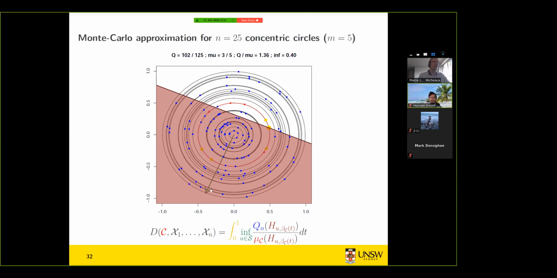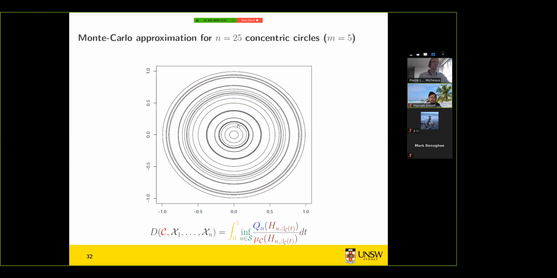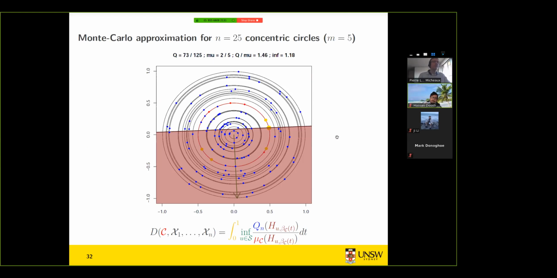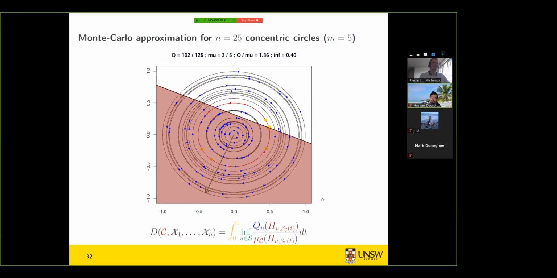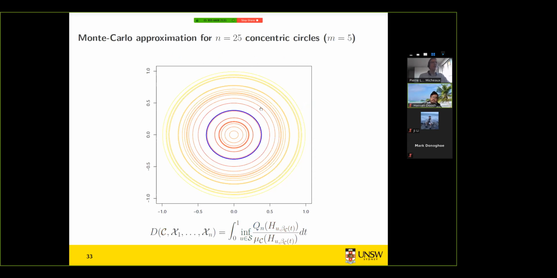And then we consider all these points U on the hypersphere, and we compute the infimum for all these half spaces HU. And if we do that, this is what we get. We compute the depth of each circle with respect to all the other circles in this set of 25 circles, and then we assign a color to the depth that we obtain. For example, the blue curve here is the curve that is labeled as the most central curve, and the yellow curves are the most outside curves.